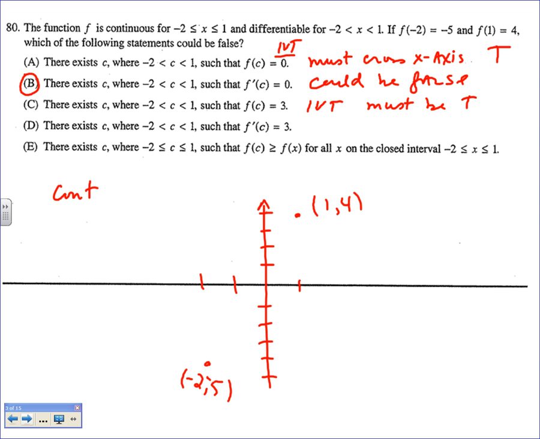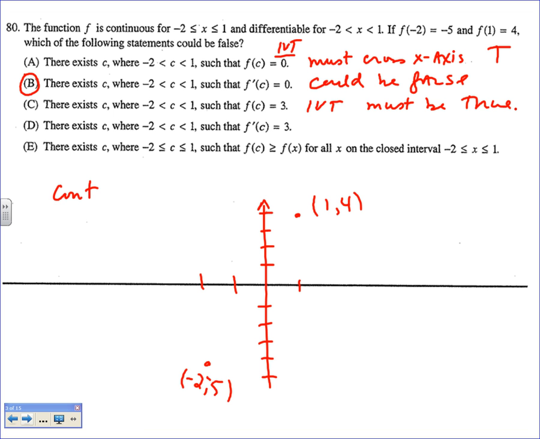And we're just going through these to talk about what's at hand here. It says there exists a c somewhere between negative 2 and 1 such that the slope or direction or derivative equals 3.